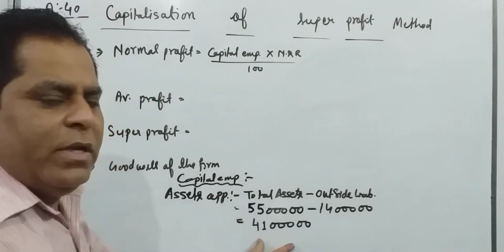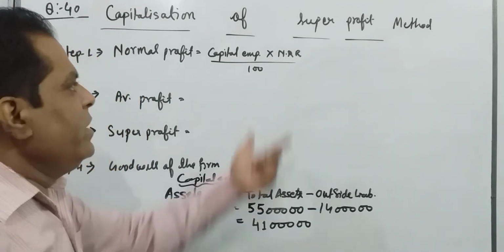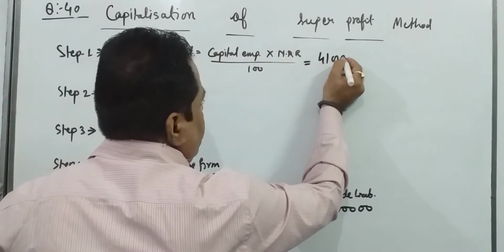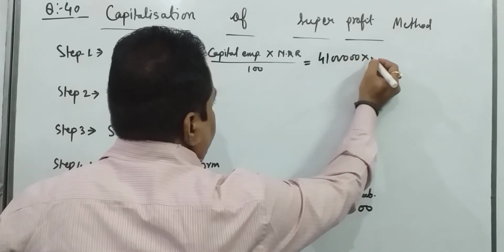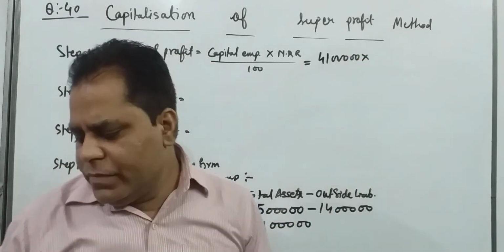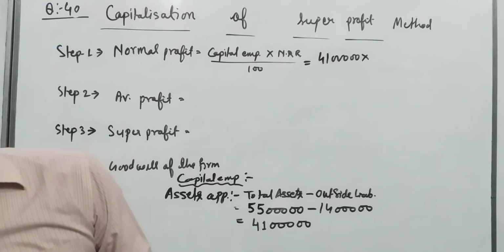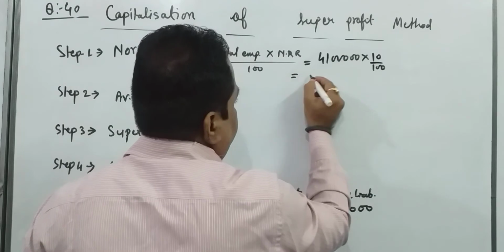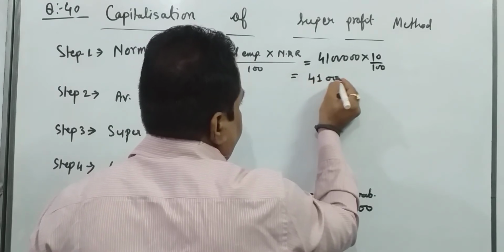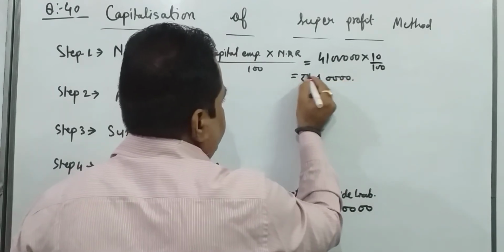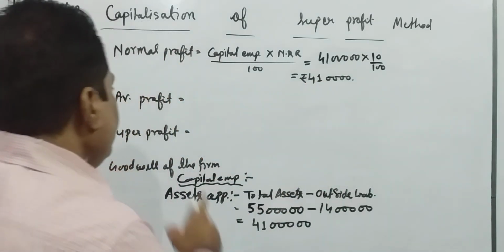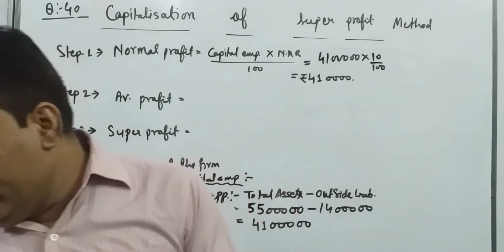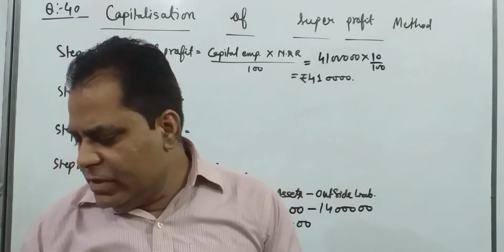Now this is your capital employed. I am utilizing this capital employed here to determine normal profit. See, 41 lakh into normal return, which is given already, 10%. So 10 upon 100, your normal profit is 4,10,000 rupees. 4,10,000. Now we need average profit. In this question, average profit is given already, which is 5 lakh.